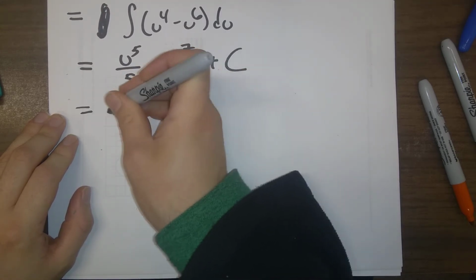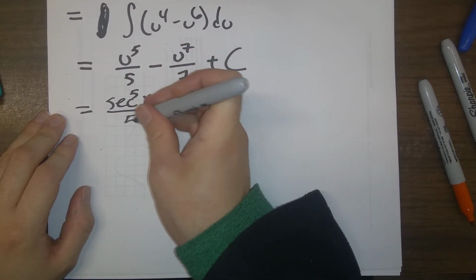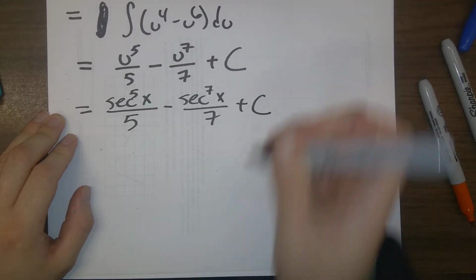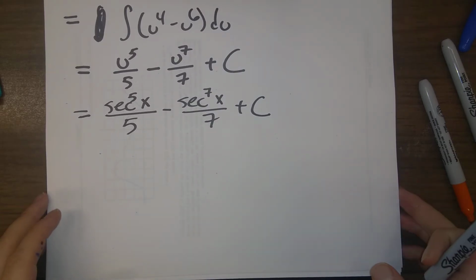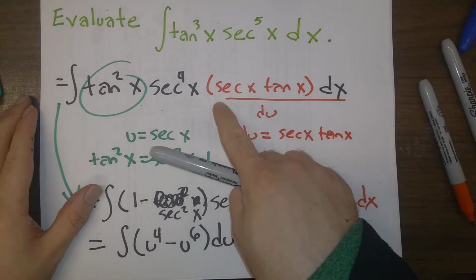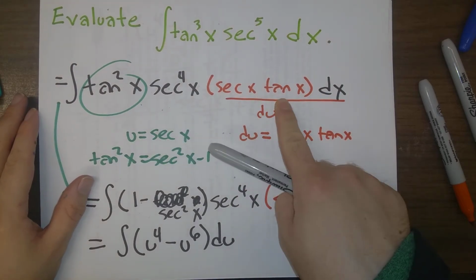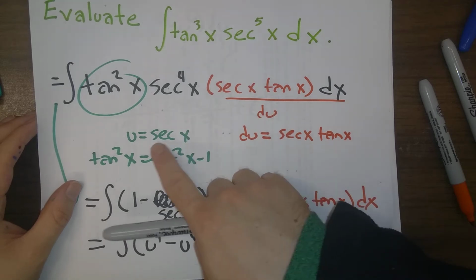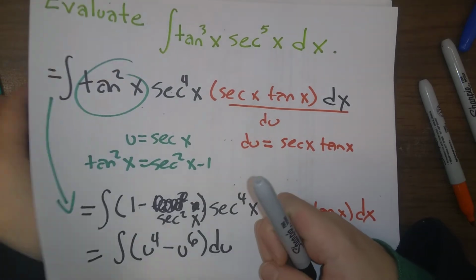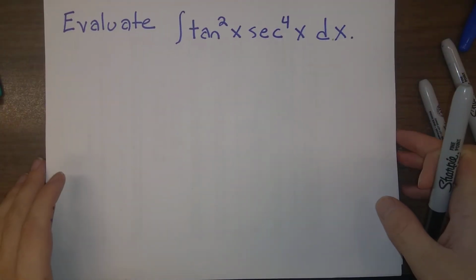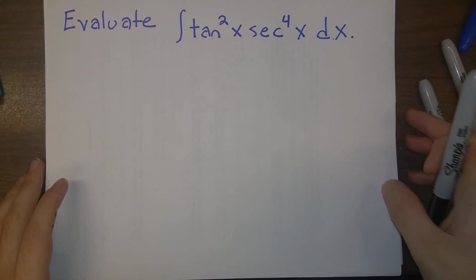So u is secant x. So there is our final answer. Okay, so in this problem, we split off a factor of secant x times tangent x, and then we were able to substitute in u is equal to secant x. It's also possible for us to make the other choice in certain problems.